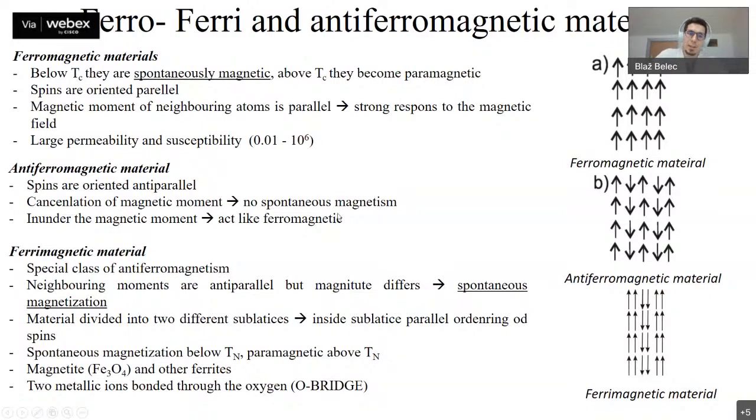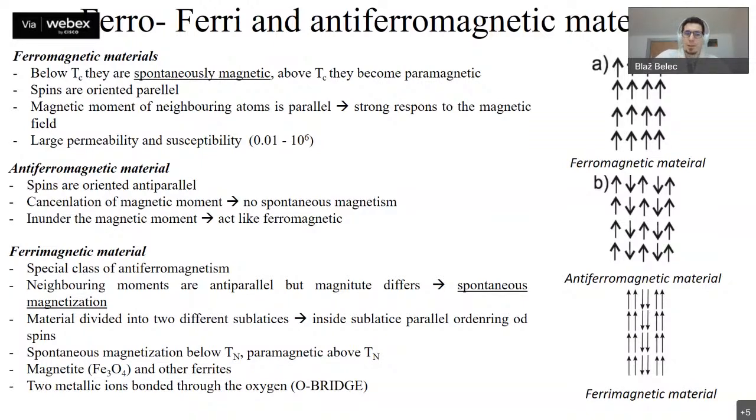A special case are ferrimagnetic materials. Those are a special class of antiferromagnetism. Neighboring moments are antiparallel, but the magnitudes are different. So as we can see, we have antiparallel orientation, but the strength of one group of moments prevails over the other, and such materials exhibit spontaneous magnetization. So the material is divided into two different sublattices, where one prevails over the other.